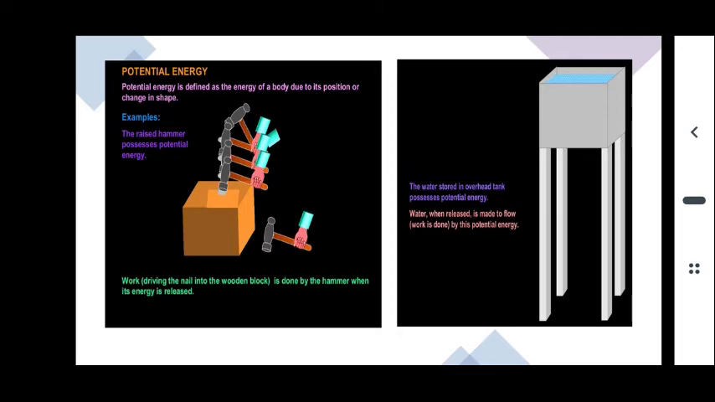For example, a raised hammer possesses some potential energy, meaning it has the ability to hit something, so it has some energy. Similarly, the water stored in an overhead tank possesses potential energy. As soon as it is opened, it will start flowing down at great pressure and force. This shows it has some energy.